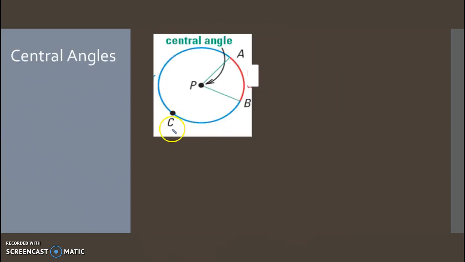Okay, central angles are angles that are on the inside of the circle, and their vertex is the center of the circle. So as long as the two segments are coming out of the center, it is considered a central angle. The central angle is the same degree as the arc. All right, so the central angle and the arc are the same. All right, the arc measure.